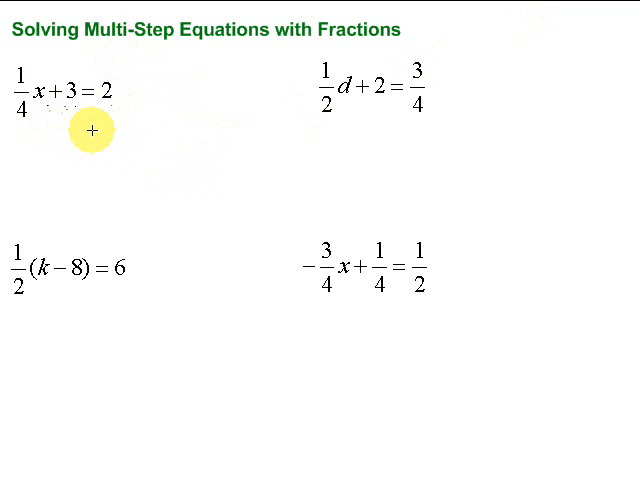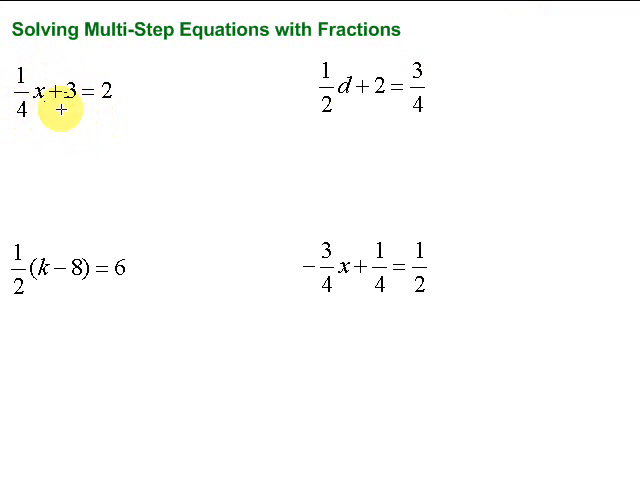We could just use the same old rules that we use when solving other multi-step equations, but there's a couple special things that we can do with fractions to make this even easier for us. Let's take a look at this one right here. We have 1/4 x plus 3 equals 2.